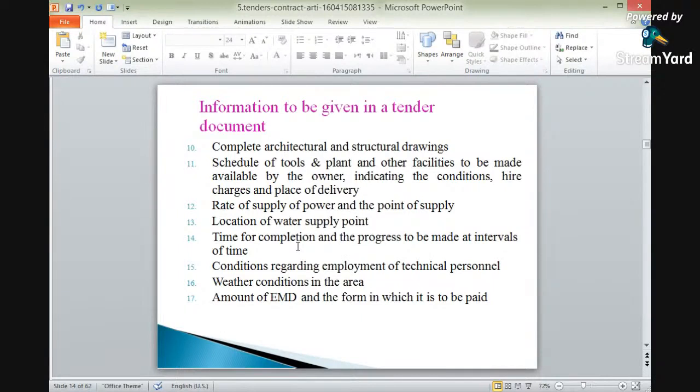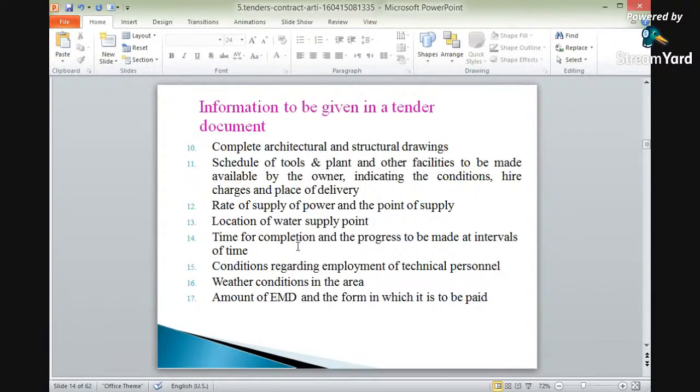Again, the 15th point is the conditions regarding employment of the technical personnel. What will be the conditions? Whether it is skilled labor, or technical staff, that is the engineers. Whether we will hire diploma holders, or engineers, or what will be the technical criteria for hiring for the contract. So, conditions regarding employment of the technical personnel.